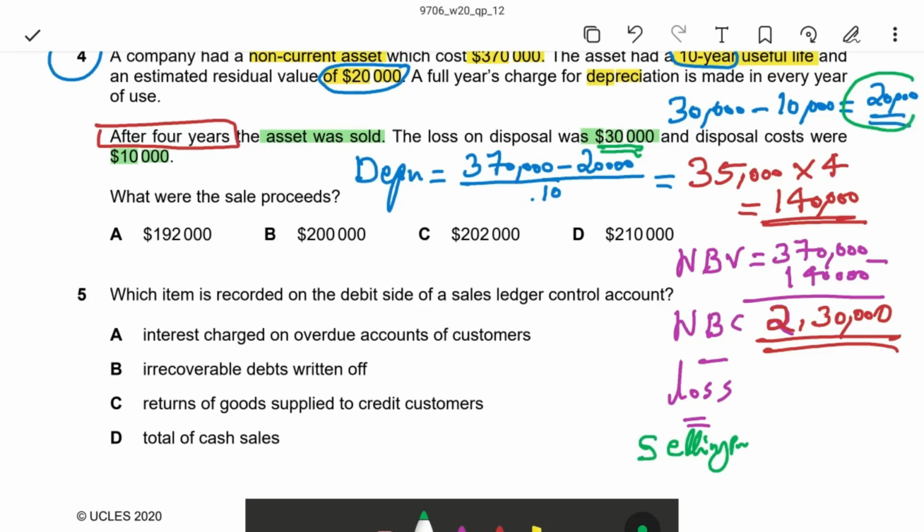So 2,30,000 minus 20,000 is equal to 2,10,000. That is the selling price. So the correct option is option D.